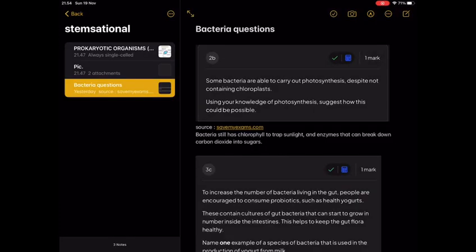So the answer is that bacteria still has chlorophyll to trap sunlight and enzymes that can break down carbon dioxide into sugars. Therefore, they are still able to photosynthesize and make their own food. Now, moving on to the next question.